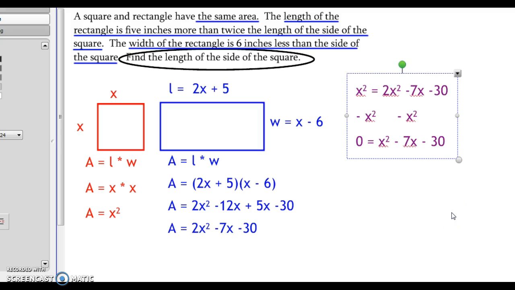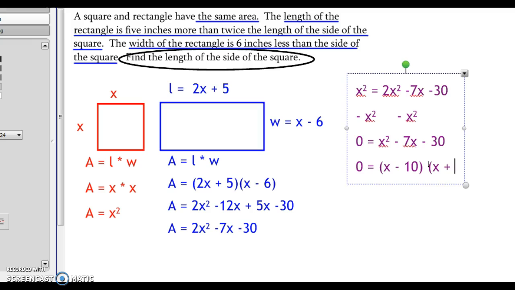And once we have a quadratic equation that looks like this, we can use a number of different methods. We can use the quadratic formula, we can graph it, but my favorite way is trying to factor it using the A&M method. Since there's no number in front of the x squared, we can use the A&M method pretty easily. We're looking for two numbers that multiply to give us negative 30 and add to give us negative 7. I believe that should be negative 10 and also positive 3.